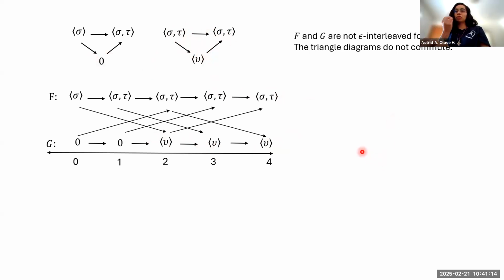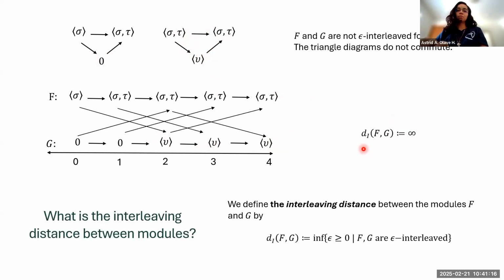So if we have this notion of being interleaved, we can put a distance. We define the interleaving distance between the modules f and g by the infimum of those epsilons such that the modules are epsilon-interleaved. In our case, there's no epsilon such that that's true, so it means the interleaving distance is equal to infinity.